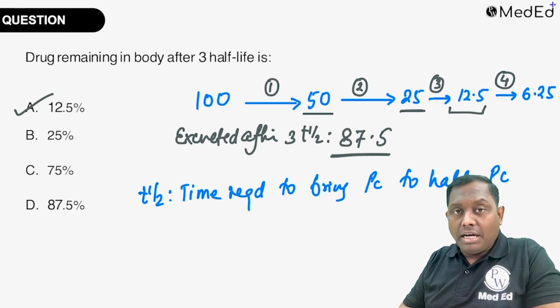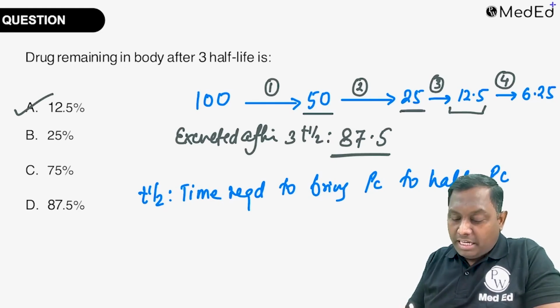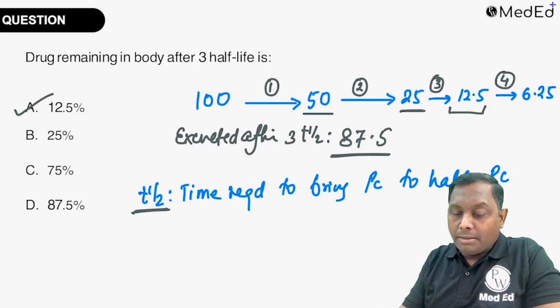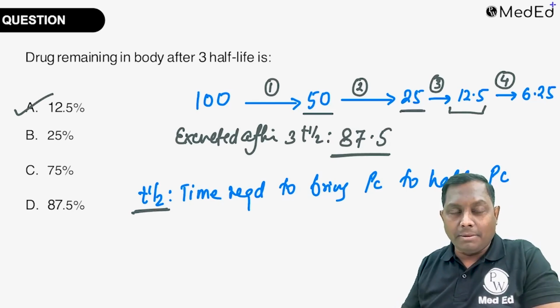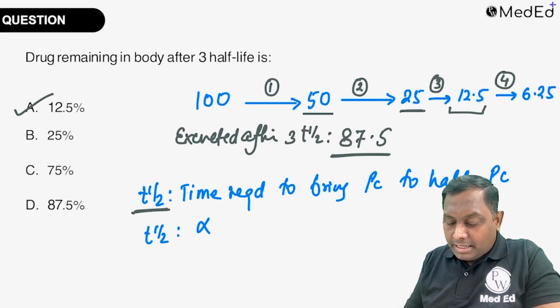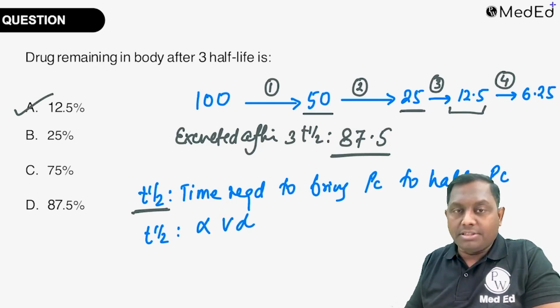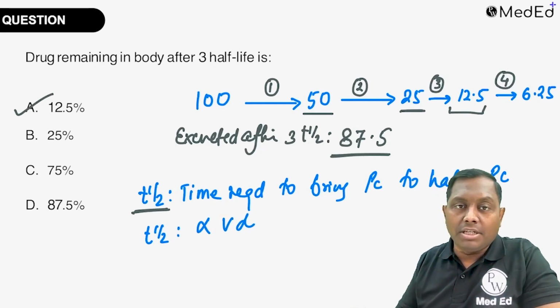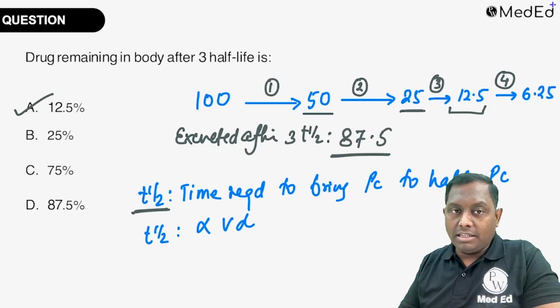So after 3 half-life, the amount of drug that is remaining is going to be 12.5. T half-life is the time which is required to bring the plasma concentration to half. This T half-life, guys, is directly proportional to volume of distribution. That means higher the volume of distribution, higher will be the T half-life.